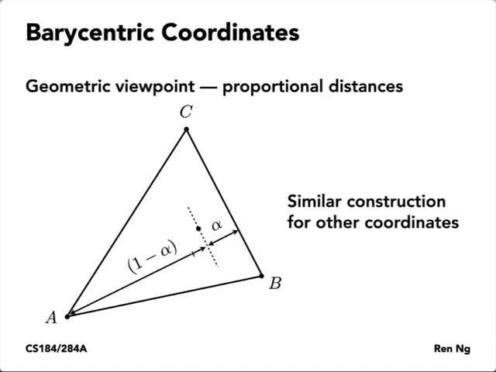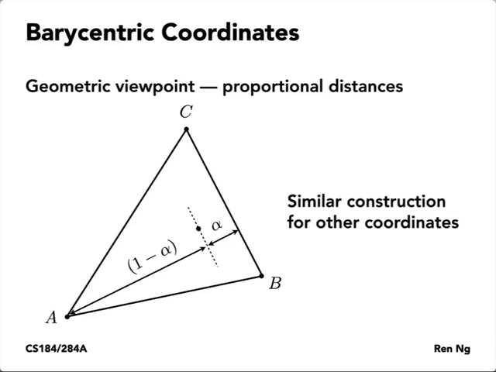In this proportional distances definition, the point located at this location here has an alpha value that satisfies this relation in Euclidean distance ratio. In particular, if this is the point in question that has a barycentric coordinate of alpha for the first barycentric coordinate, then it must satisfy that this distance here is alpha in ratio to this distance here being 1 minus alpha.